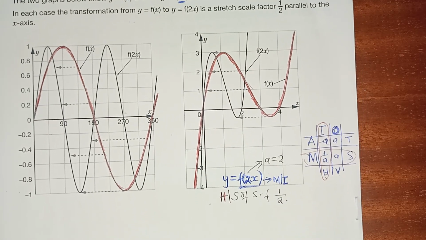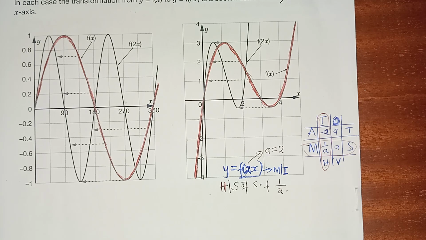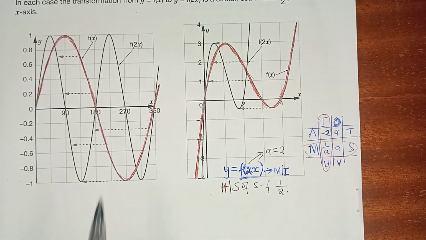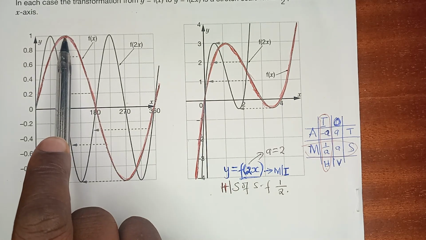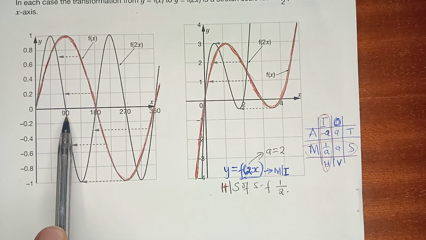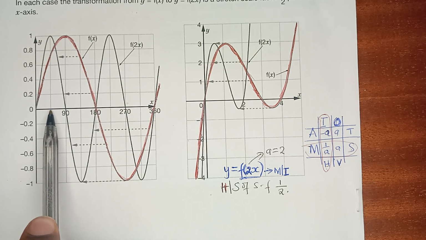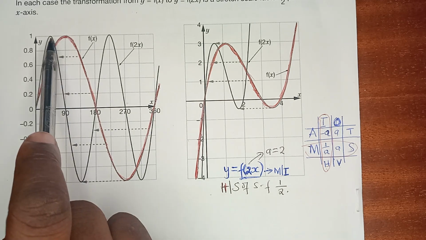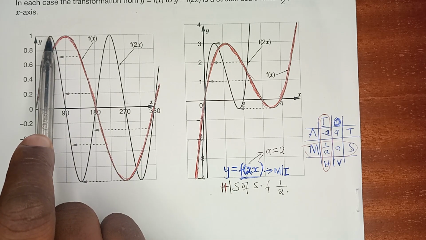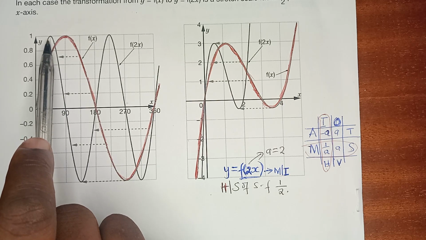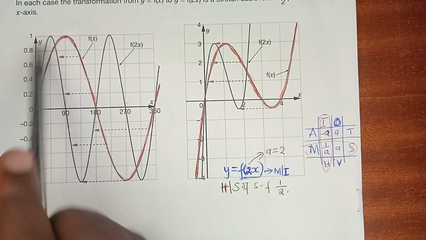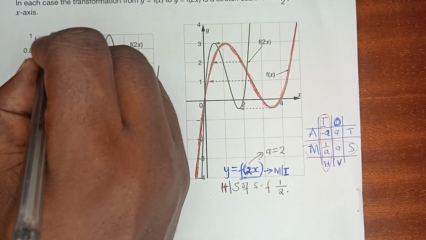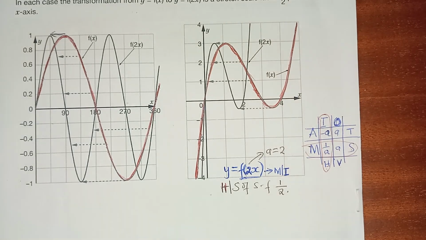Now let me explain this graph, starting with this one. At this particular conspicuous point, x is 90. 90 times half is 45, and that is why this point has shifted to this point. Remember, y values are not changing. So this point has shifted here. You can already see that shift.